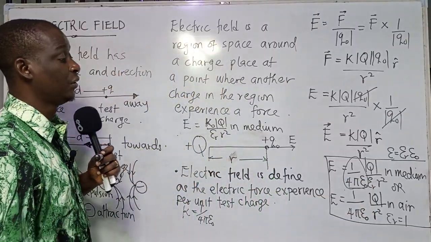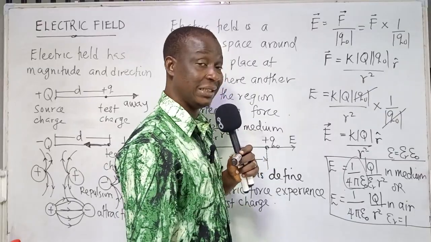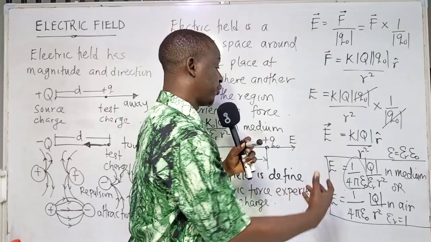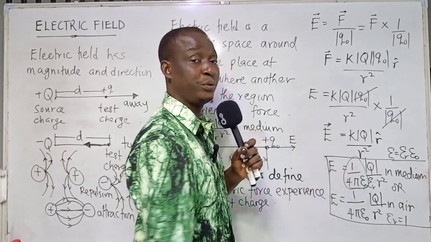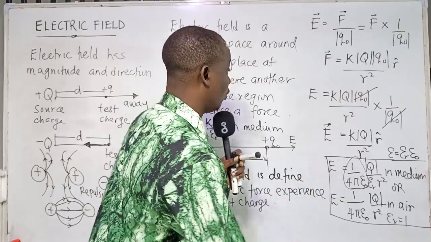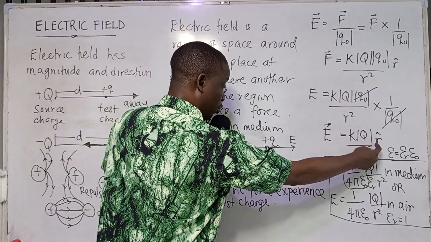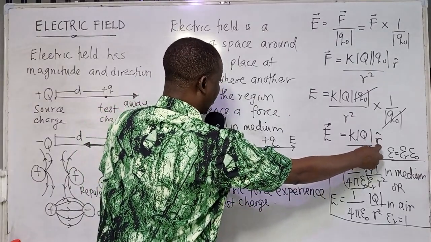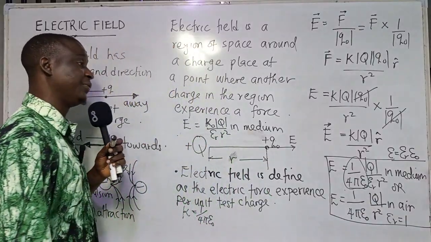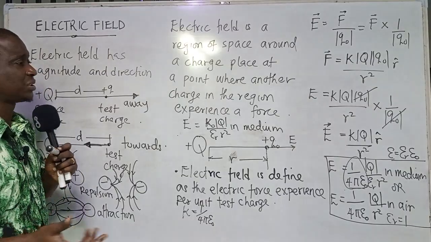So those are the things you need to know. And this is what we call electric field intensity, which is electric field strength. Now, the strength of the electric field is this one. This one measures only the magnitude. But this one now shows magnitude and direction because of the unit vector here. The unit vector arrow. So that is that.